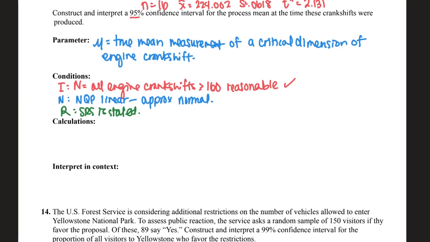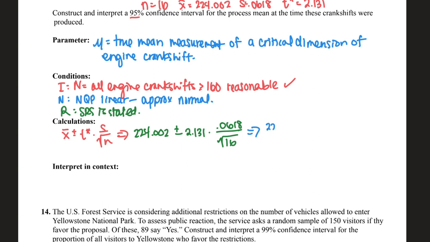All right, so now let's do our calculations. This is a problem about means, so it's going to be x bar plus or minus t star times s over the square root of n. So x bar is 224.002 plus or minus 2.131 times 0.0618 over the square root of 16. When we put that in our calculator, our margin of error ends up being 0.0329.